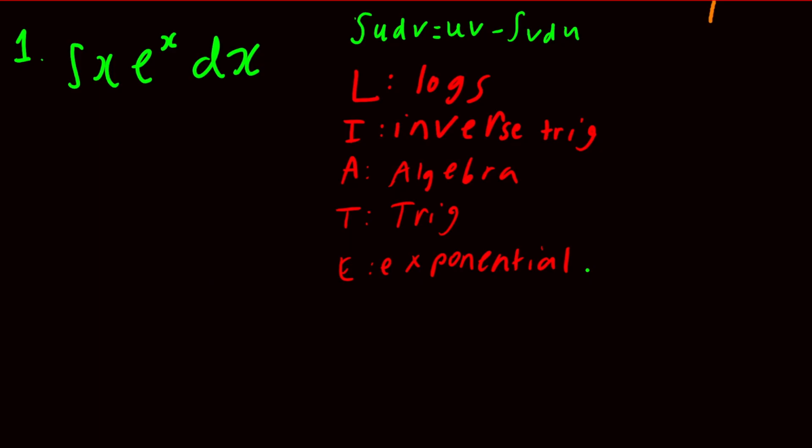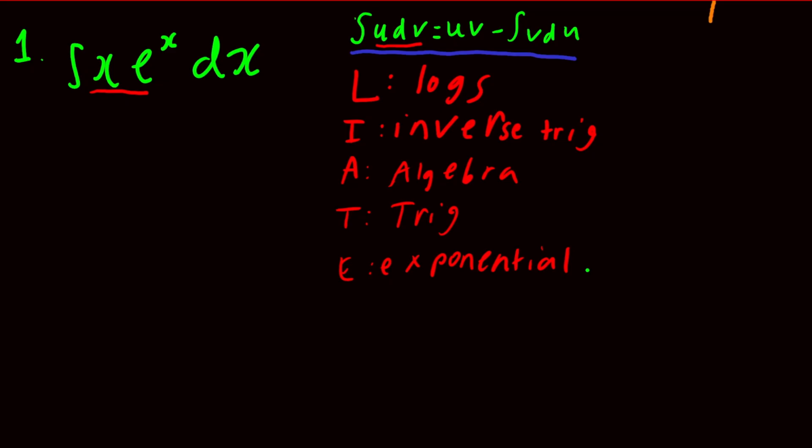Now, here's our formula. Our first step is to choose our u and dv. According to our formula, u dv, x is either u or dv, right? We have to pick what u is.